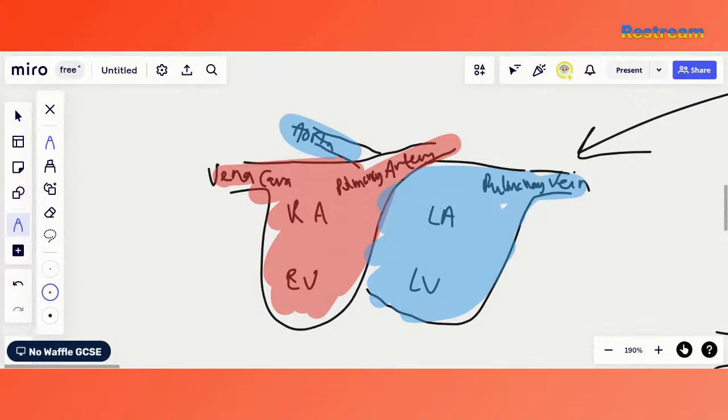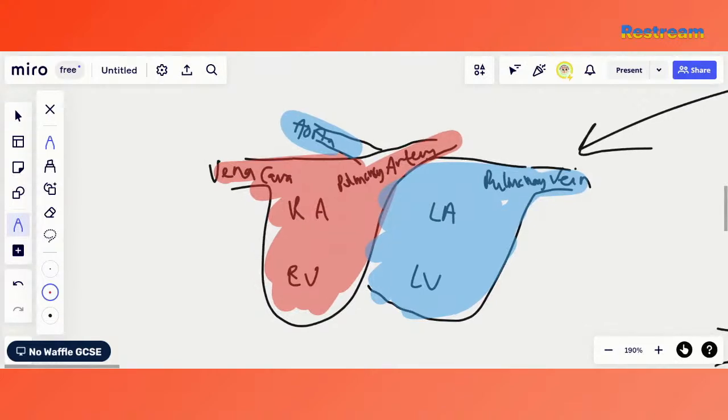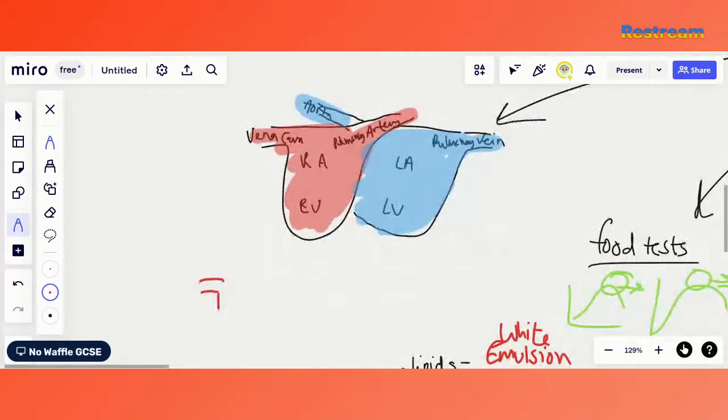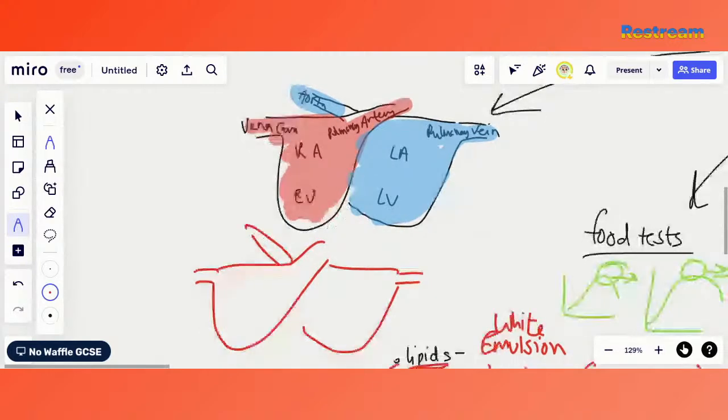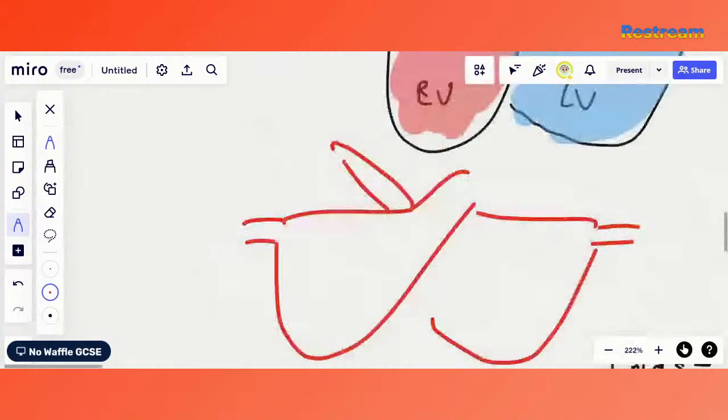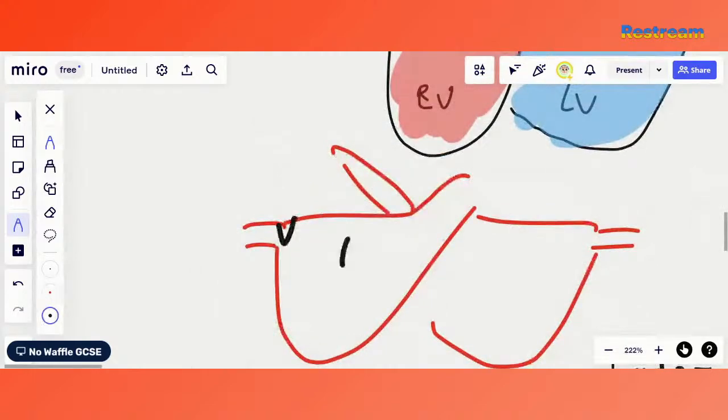Okay, we got it right. So, a way I learned this, if you struggle to remember the parts of the heart, is first of all draw the diagram like this. There's always something coming into the heart, and there's always something leaving the heart. And then just write V A V A V A V A.